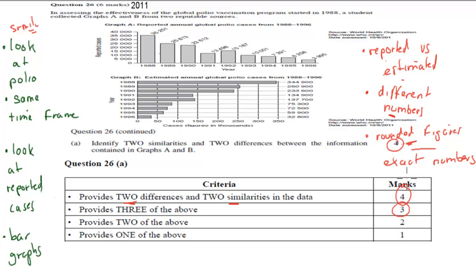To get full marks, you just have to say 2 of these differences and 2 of the similarities, or any other similarity or difference that you've noticed, but 2 of each, and you get your full marks. That's a pretty easy way to get full marks.